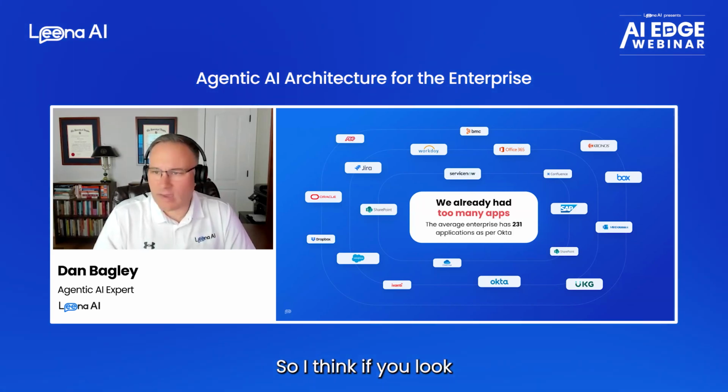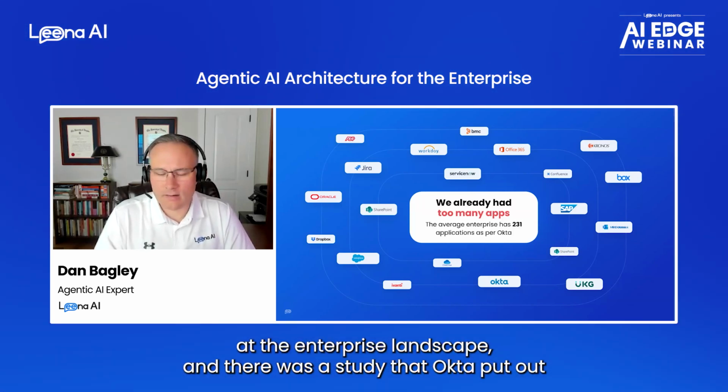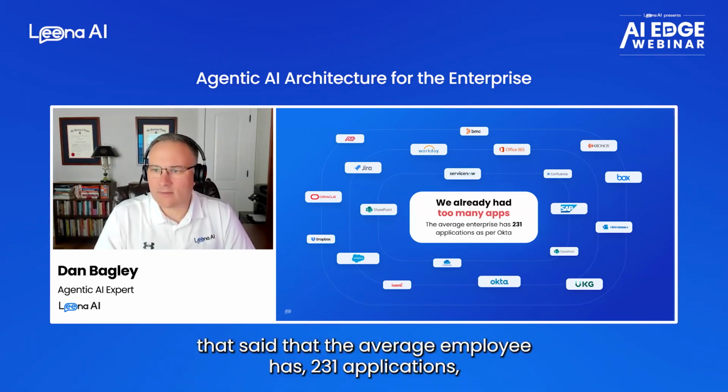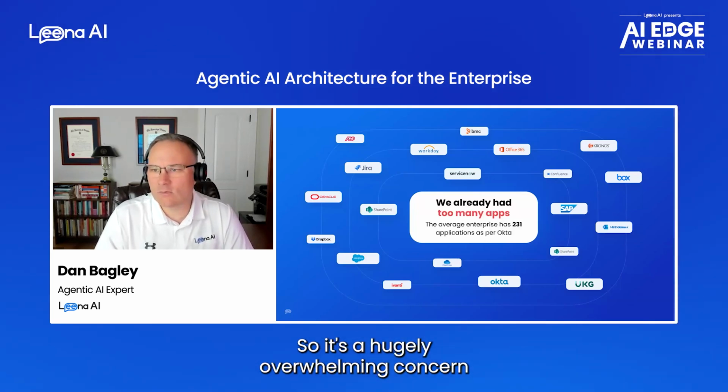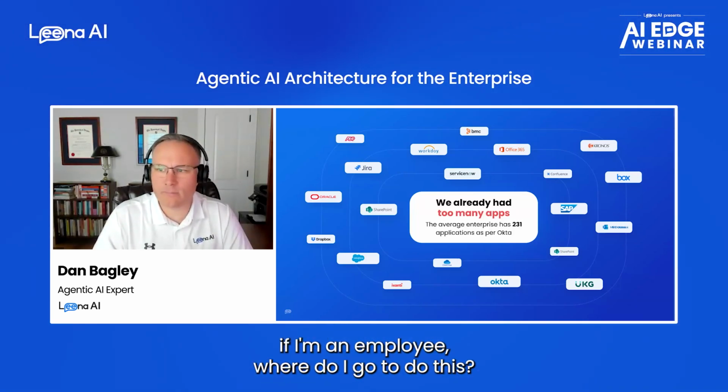So if you look at the enterprise landscape, there was a study that Okta put out that said that the average employee has 231 applications, and Okta would know since they tend to authenticate those applications. So it's a hugely overwhelming concern if I'm an employee. Where do I go to do this?